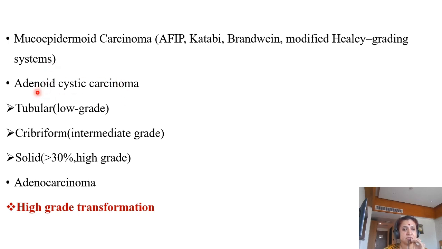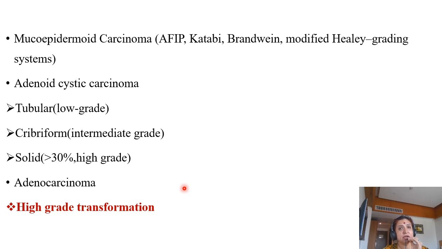For adenoid cystic carcinoma, when the main pattern is tubular, it is low grade. A cribriform pattern makes it an intermediate grade, whereas if you have more than 30% solid areas, then it is a high-grade adenoid cystic carcinoma. Adenocarcinoma NOS, now recently renamed salivary carcinoma NOS, can also be graded based on the various histomorphological features. Now, a word about high grade transformation.